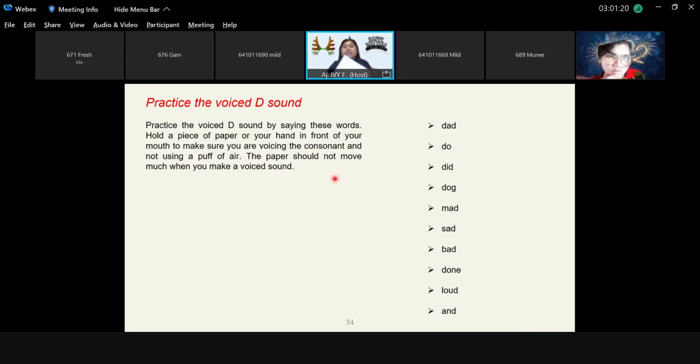Okay, it didn't say that it should not move, but it should move just a little, because this is voiced. That means no puff of air from your mouth. Just like the word dad. See, I put the paper, okay? You can tell me if I puff, if the air is coming from my mouth, because this is voiced.